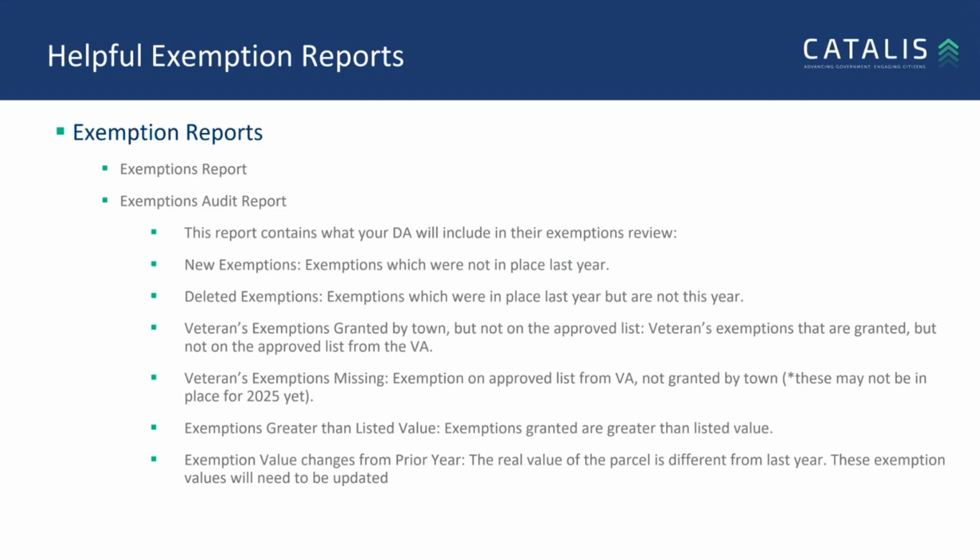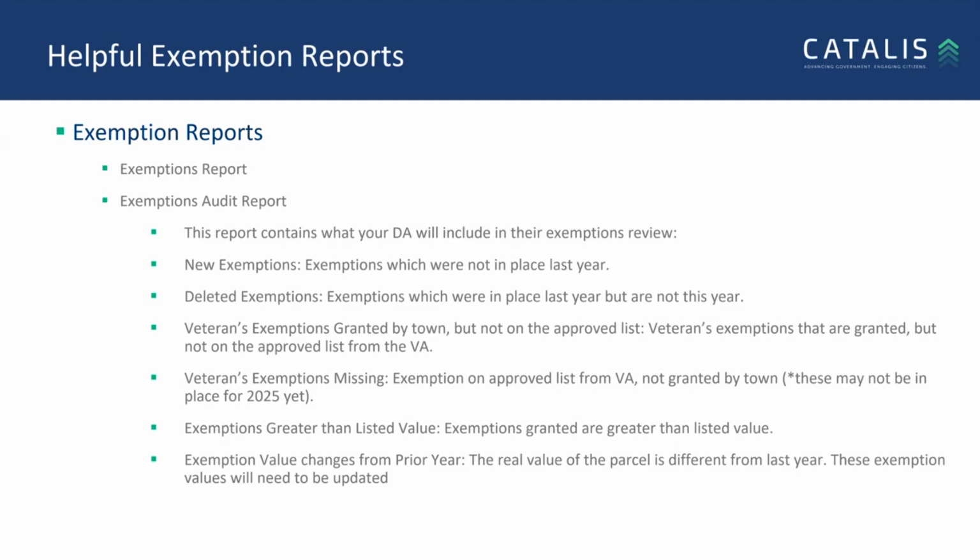So, some helpful exemption reports here. We'll look at both of these in the app. You have just your regular exemption report. So this is just a parcel by parcel listing of which exemptions they have. It will group each type together and show you all the properties that have that. Then you have the exemption audit report, which I really like. This is meant to show the municipalities exactly what the state's going to be looking at when they review your exemptions. So it has a section for each one of these items.